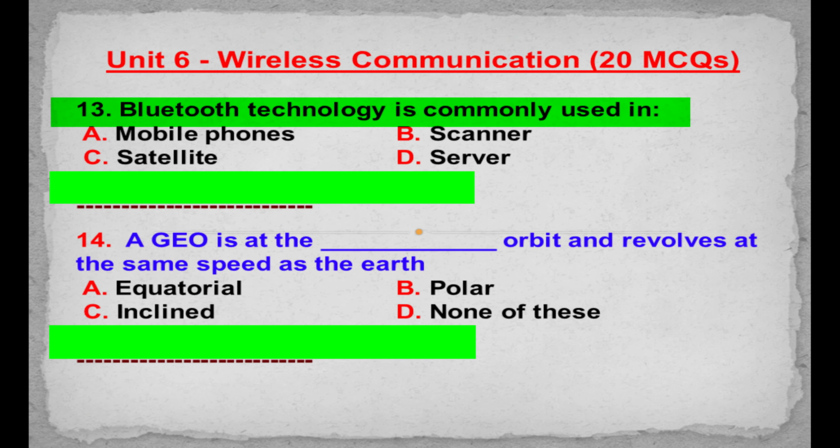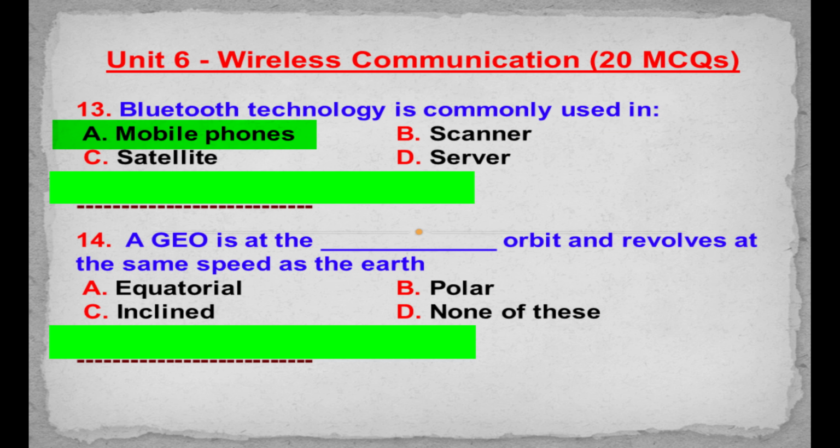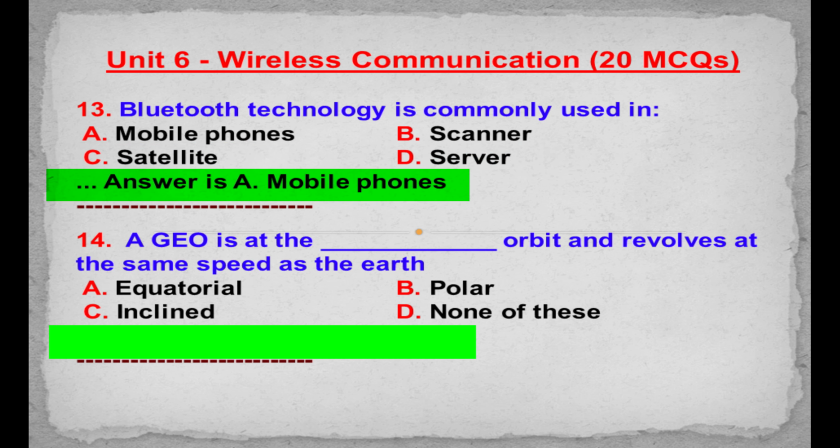MCQs number 13. Bluetooth technology is commonly used in Option A, mobile phones. Option B, scanner. Option C, satellite. Option D, server. Correct answer is option A, mobile phones.